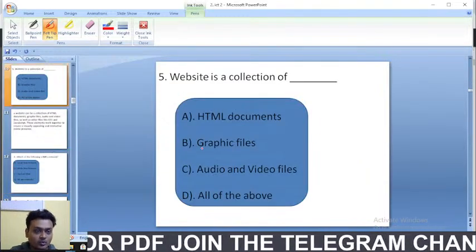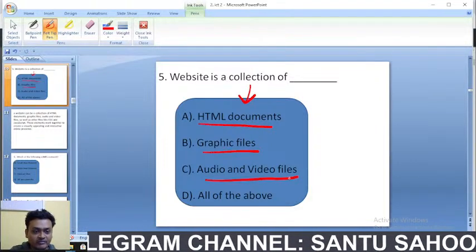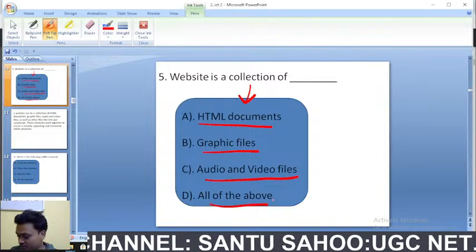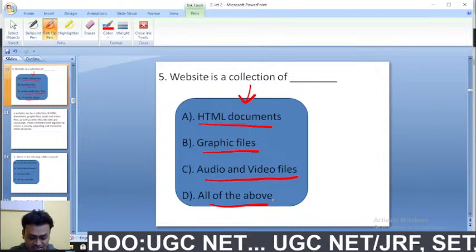Chalo, website is a collection of what? HTML documents, graphic files, audio and video files, all the above. Website is a collection of what? HTML collection.